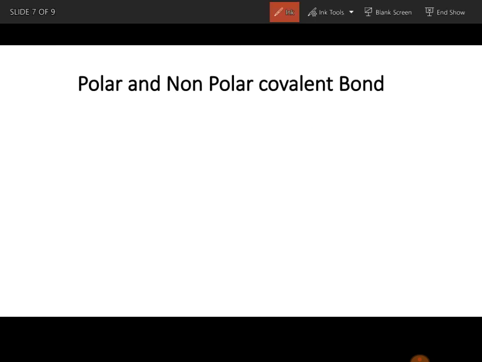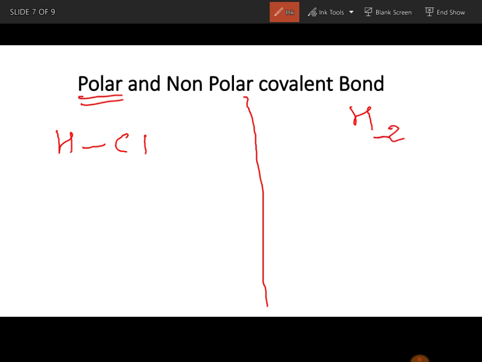Now there is a topic called polar and non-polar covalent bond. So this is a very important topic. So when we talk about polar, I will show you here HCl. When we talk about non-polar, we have taken the example hydrogen, H2. Non-polar is usually between the same kind of atoms, and polar is always between different kinds of atoms.